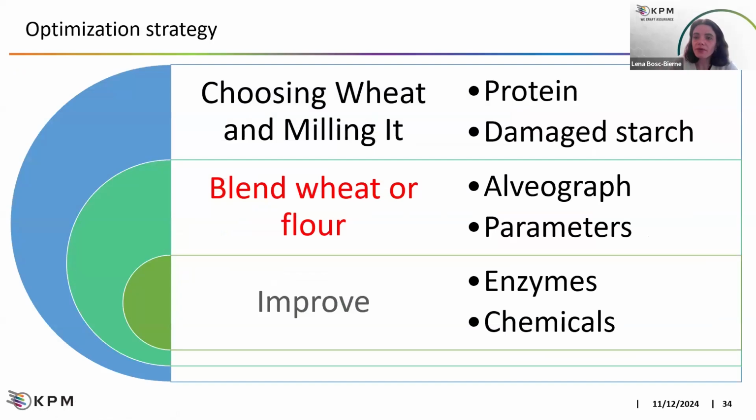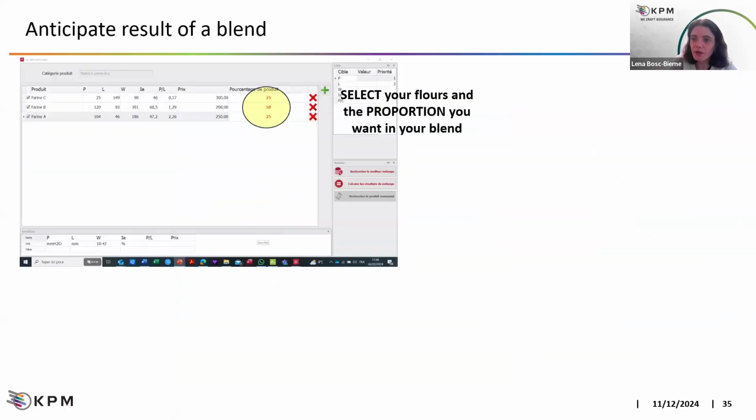Once you have analyzed your flour, then you can do your blends. And how can you do that based on the alveograph results? So you have your specification, and here in the Alveolab software, you have a very nice tool that is called the blending tool that allows you to anticipate the result of a blend. So here, this is just an example. You have 3 flours, flour C, B, and A, with their corresponding values for P, L, W, I, E, and so on.